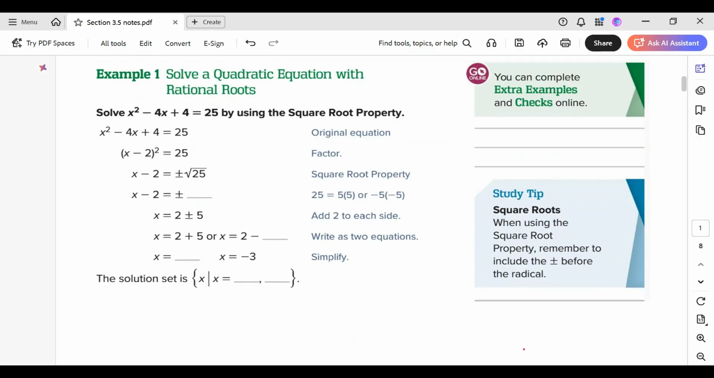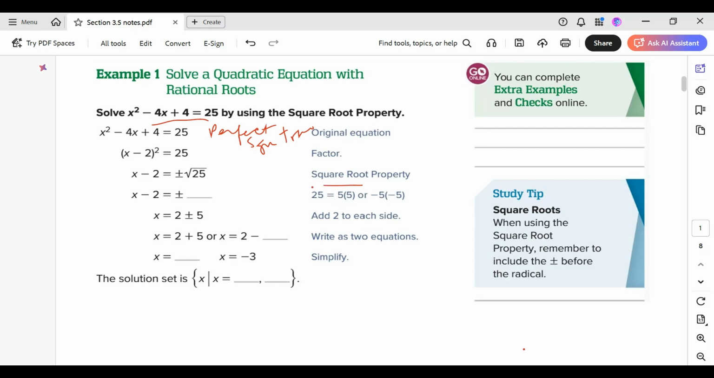It says solve x squared minus 4x plus 4 equal to 25 using the square root property. First thing they did, they noticed that the left side is a perfect square trinomial. So they were able to collapse it to (x minus 2) squared equaling 25.